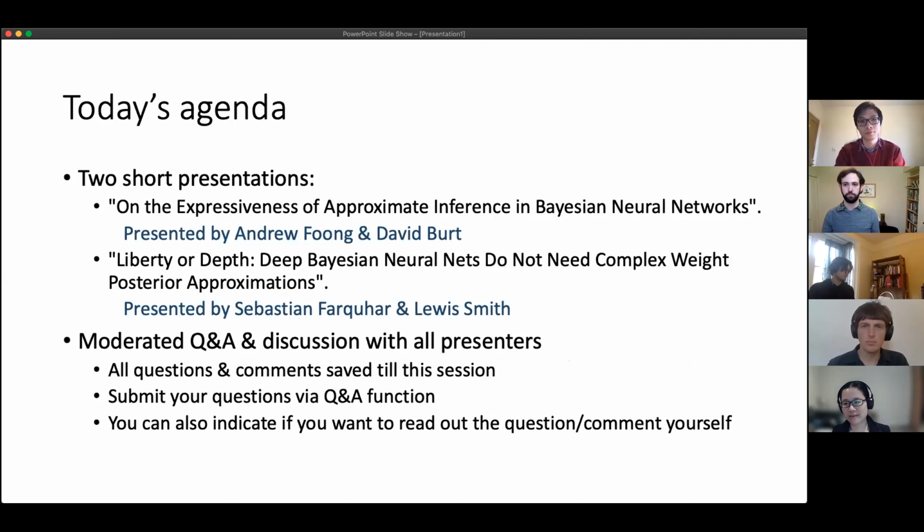And so that brings us to today's lecture and discussions. Today we will first go through two short presentations. The first one is by Andrew and David on the expressiveness of approximate inference in Bayesian neural networks. And the second one is by Sebastian and Louis on liberty or death: deep Bayesian neural nets do not need complex weight posterior approximations.